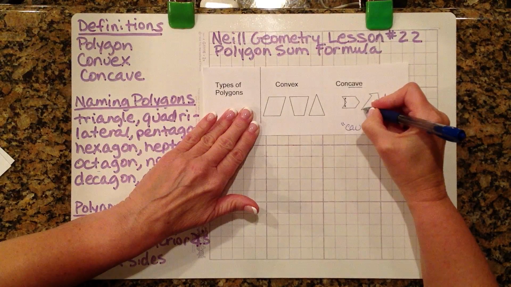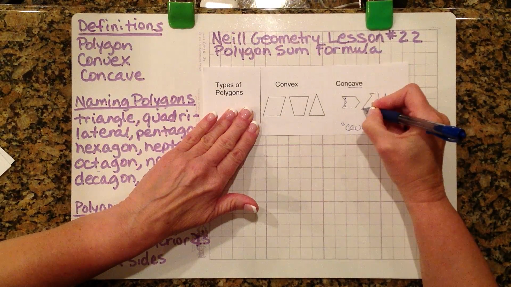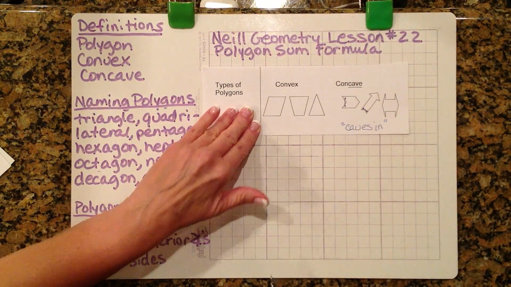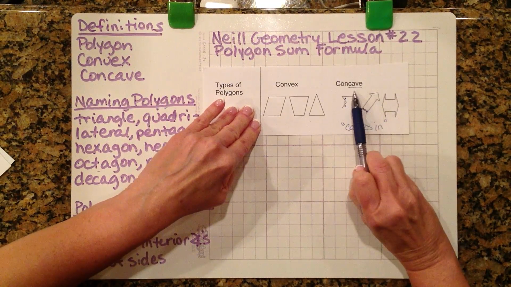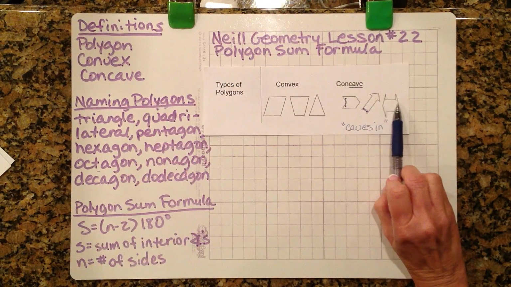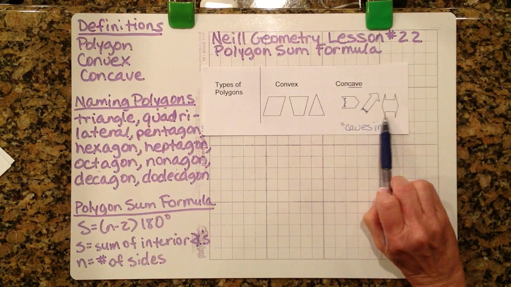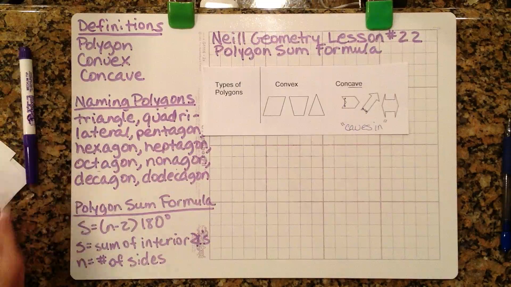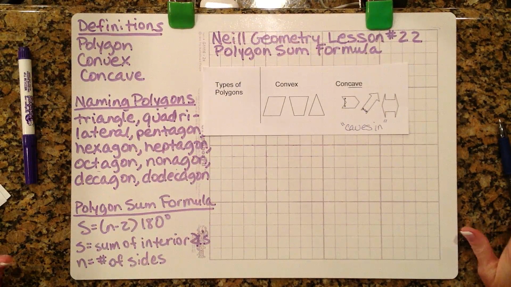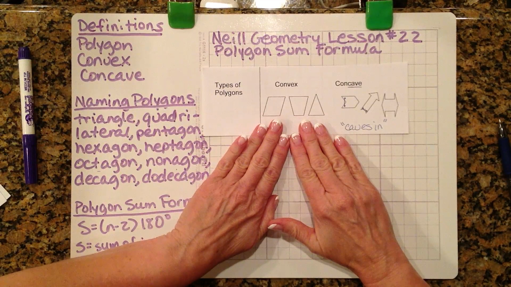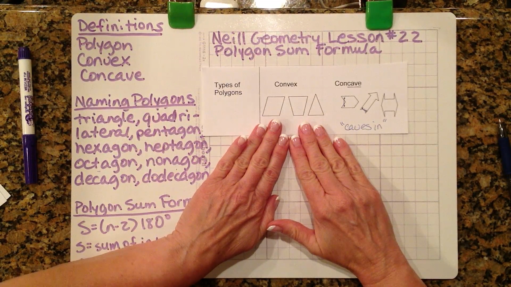Right here, if I have a point here and a point here, and I draw a straight line, notice how I go outside of the polygon. So this one is concave. So if it looks kind of like an arrow or it has a sharp point like this figure right here, it is going to be concave. Now I will say 99% of the time we're going to deal with polygons that are going to be convex. So this is what you're going to be seeing most of the time.